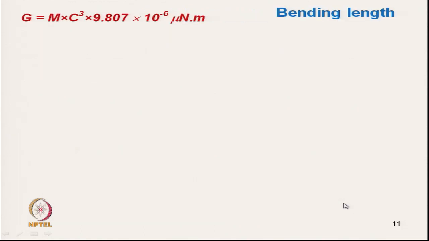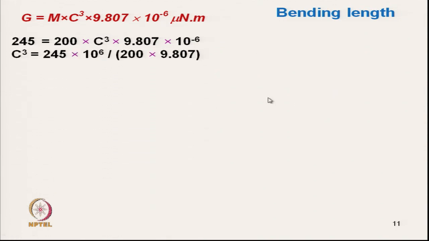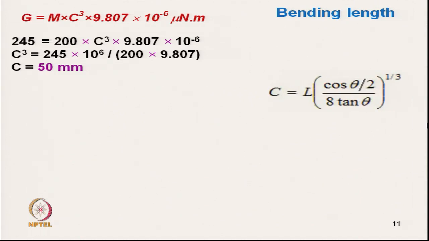So, first we have to calculate the bending length, c. We can calculate the bending length from all the given data, and here the bending length comes out to be 50 millimeter. Then we use the formula given by Peirce, as we have discussed earlier. Here c is known, and theta is known; theta is 10 degree.